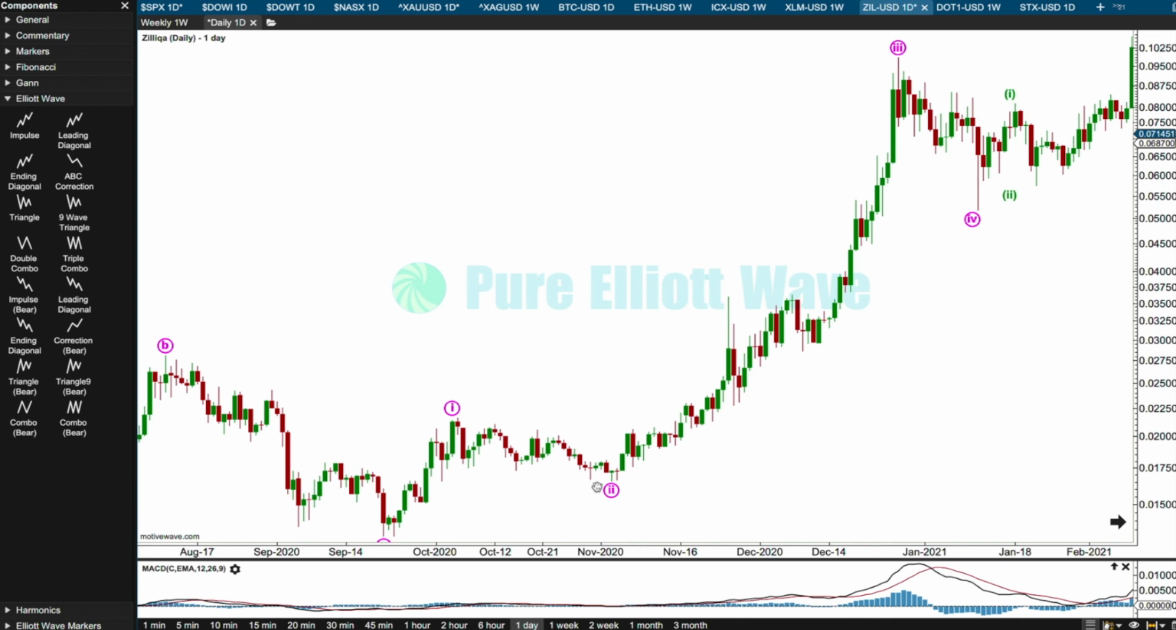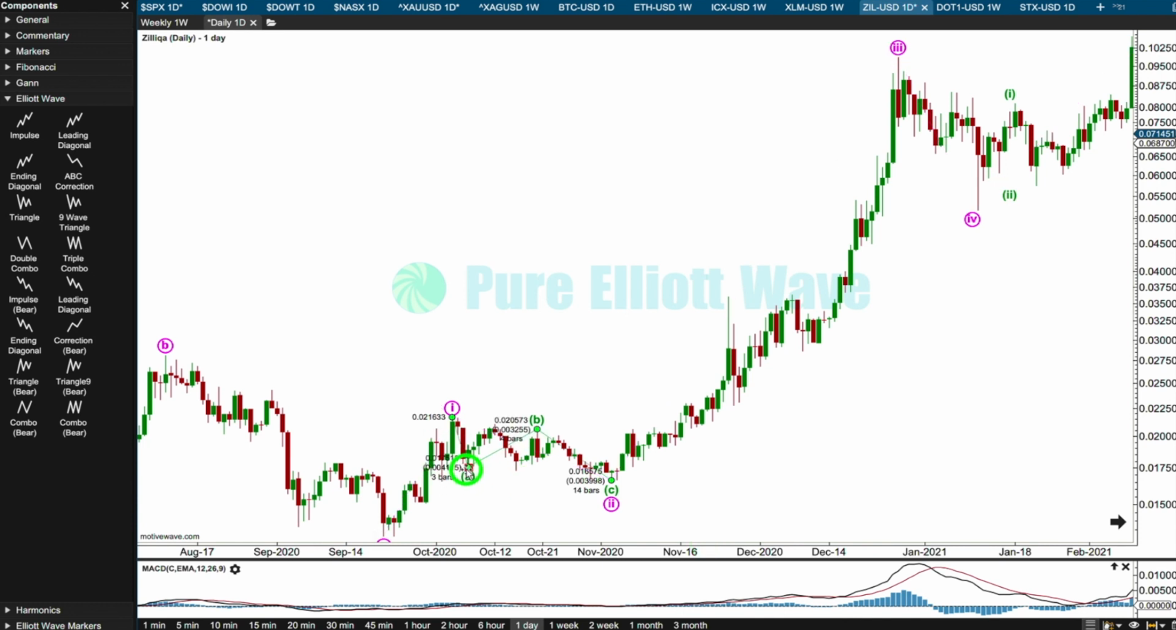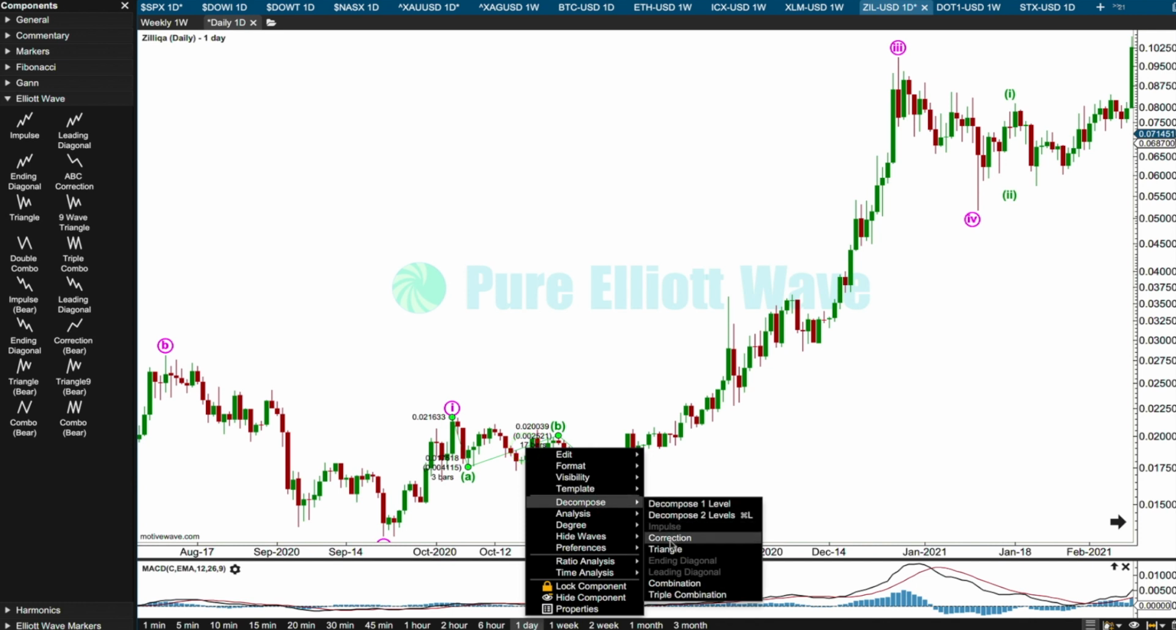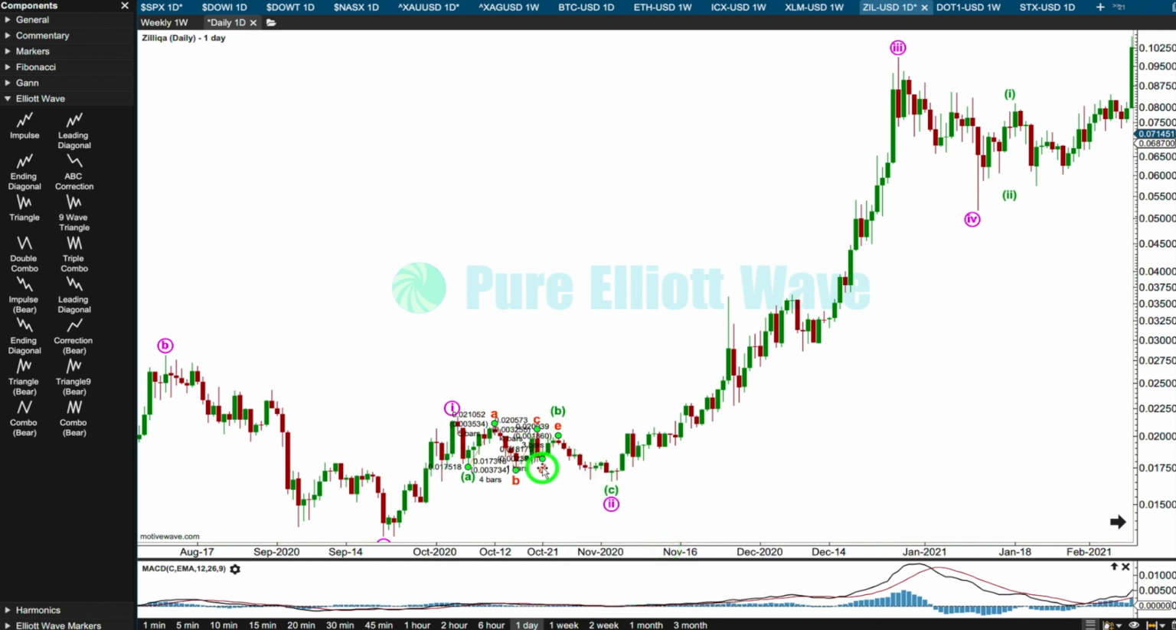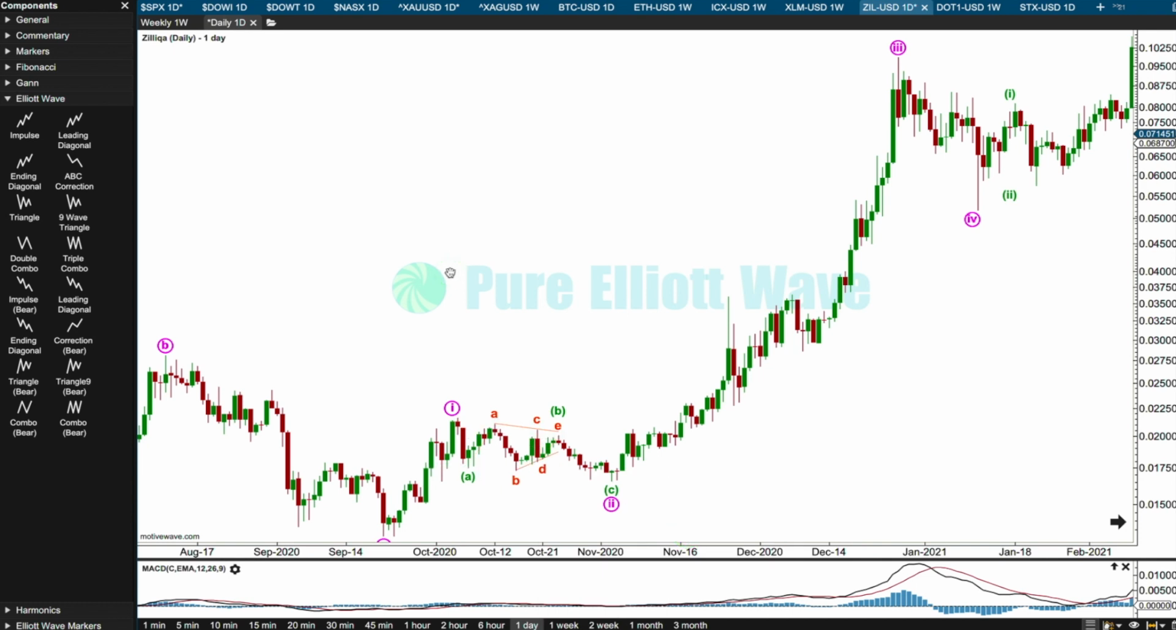Maybe, I don't know. Let's have a look. I almost want to see a triangle in there. But then if I do that, is C going to subdivide? Okay, yeah, it is. Is this going to fit as a triangle? And will the trend lines work? Yeah, oh, that's quite nice. Okay.